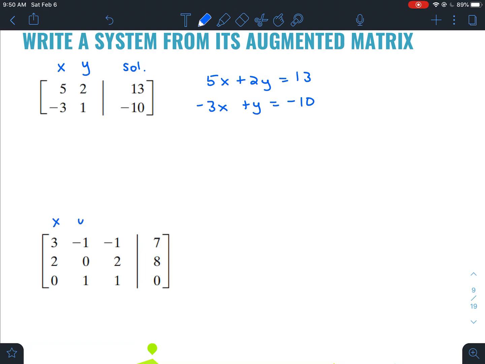All right, so we have x, y, and z. So this would be 3x minus 1y minus 1z equals 7, and 2x, and then plus 2z equals 8. There's no y's. And then no x, no, 1y plus 1z equals 0. And that would be the system of equations that would go with that augmented matrix.